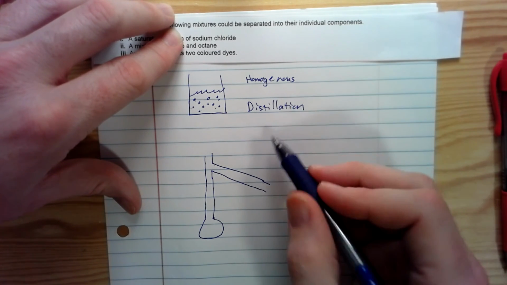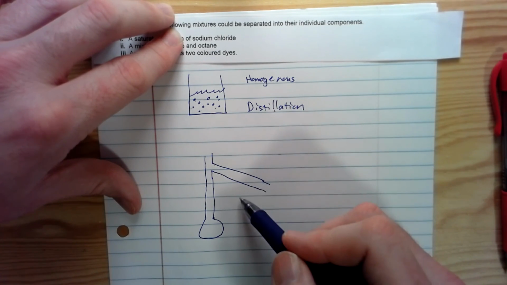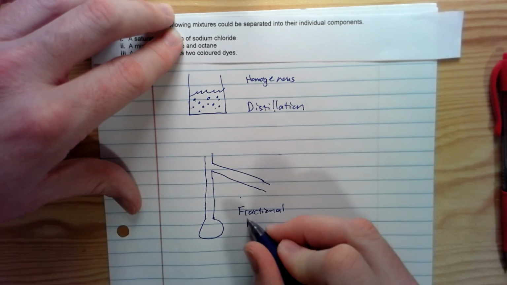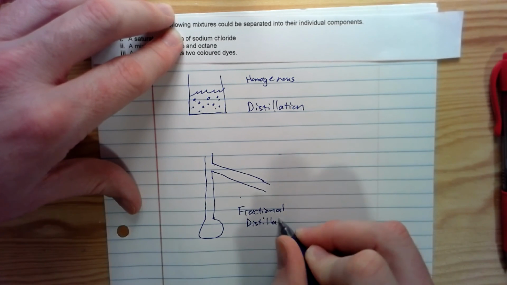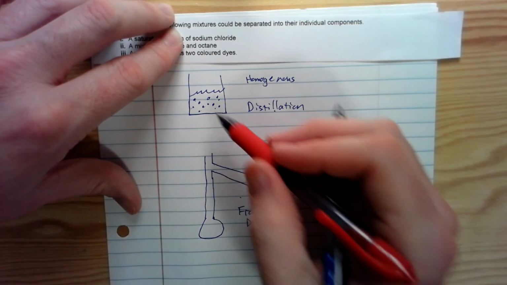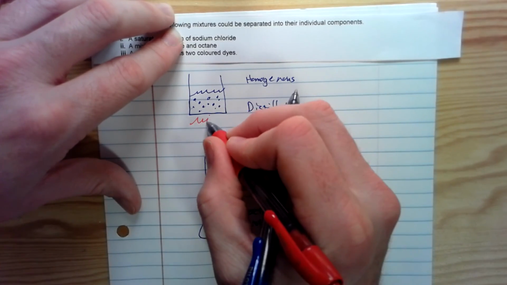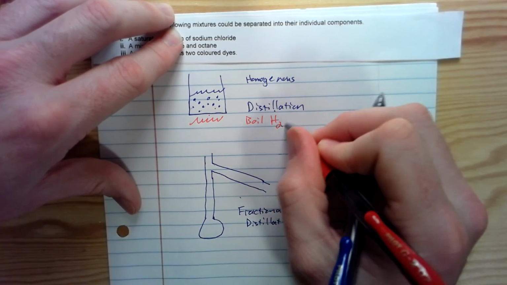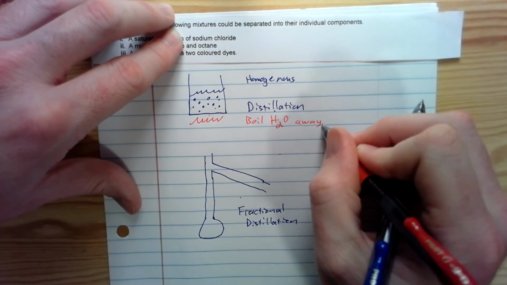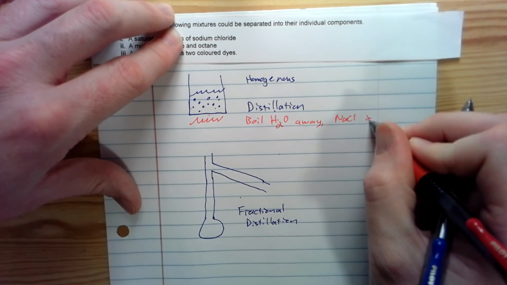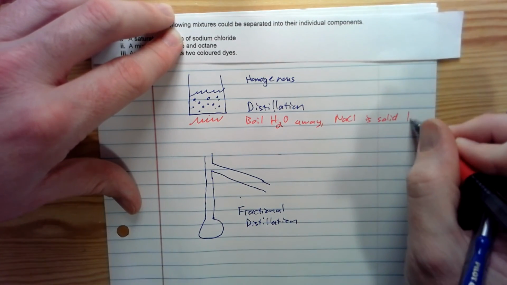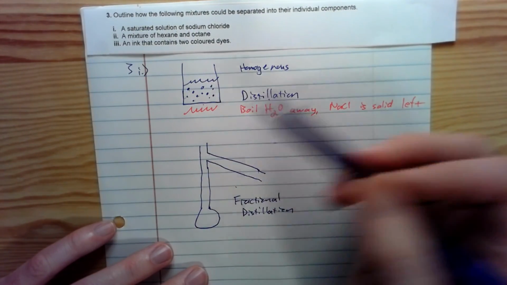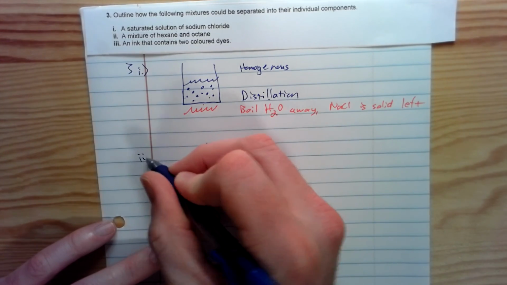Right? That is normally like that, but that would be called a fractional distillation. The easiest way to take care of this one is to just heat it up, boil off the water, boil the water away, and NaCl is the solid left over. Easy. That would be the easiest way to do it, and that still qualifies as distillation.